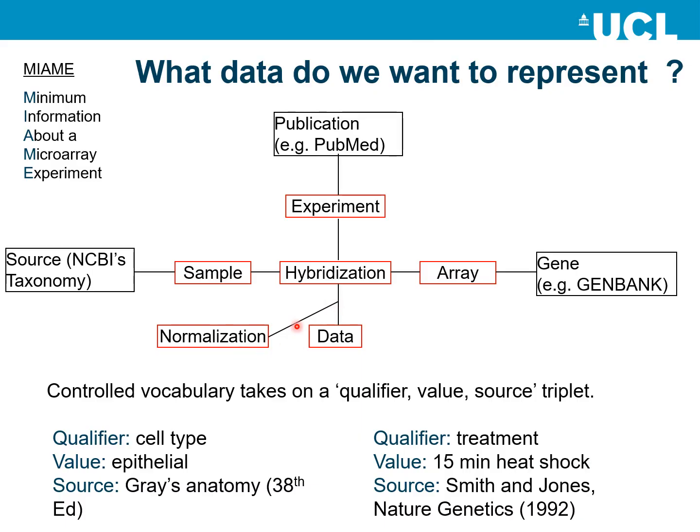And this finally results in data, which is your gene expression values, the matrix of gene expression values, but is now given with all the sample annotation, with the array information, with experimental details, with the experimental design, what hybridizations were carried out, and what normalization was carried out. So there's quite a lot of detail specified in the minimum information about a microarray experiment standard.